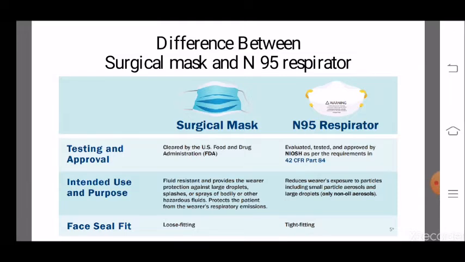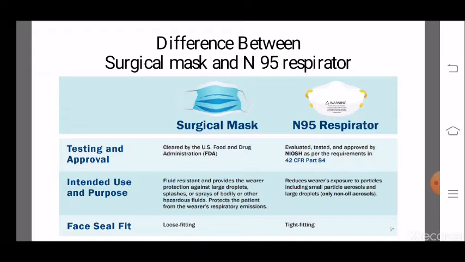Meaning, while breathing in and out, if there is any viral infection in a person, it is not going to be spread to another person.